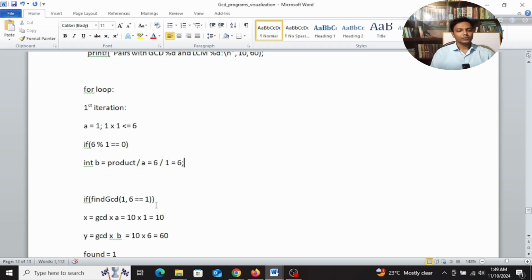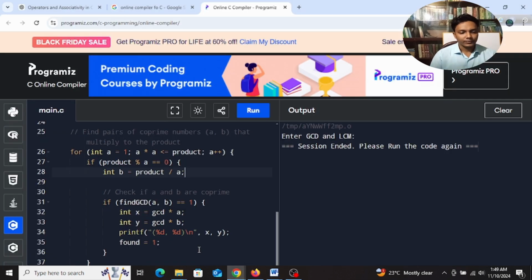Now we have another if statement to check if a and b are co-prime. We have to check if they are co-prime. You know what co-prime is: when two numbers don't have any greater common divisor except 1. 1 is the greatest number that can divide both the numbers, so those two numbers will be considered co-prime numbers. So here we find GCD of a and b.